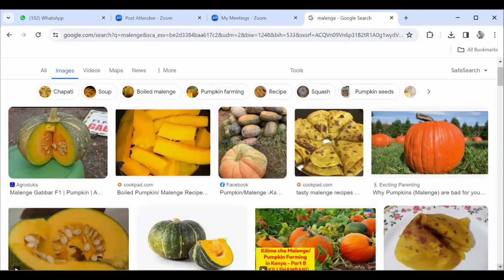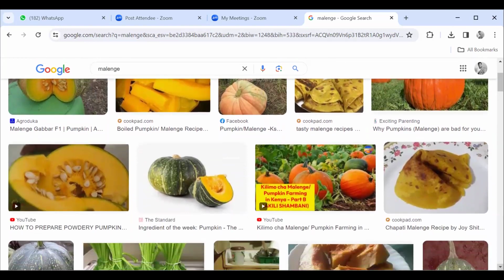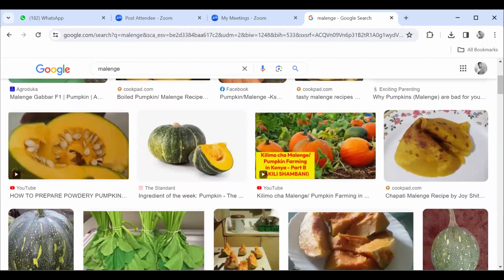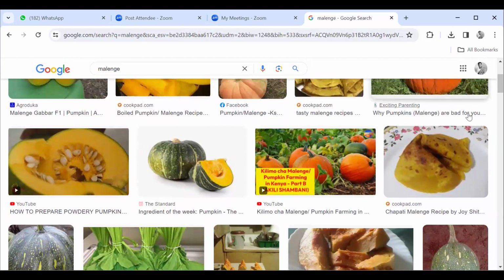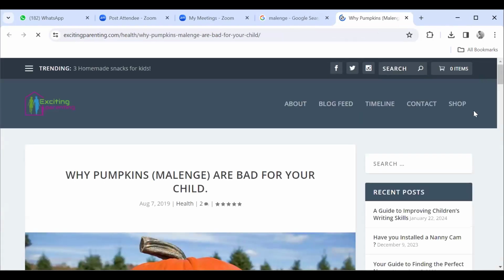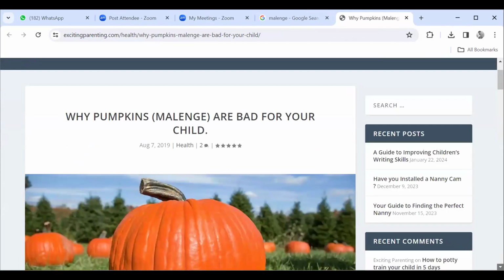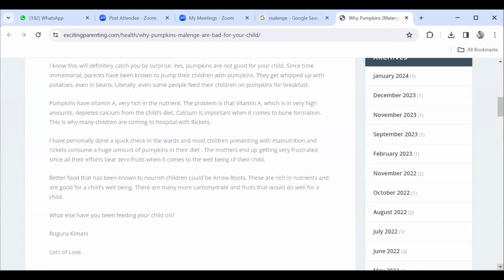Oh, wow. Chapati's delicious. The last slide on the top there says why pumpkin, malinga, are bad for you. Yeah, they are saying why it's bad, I don't know, for your health or for your child. They might be having their reason. Yeah. Okay. All right. So there goes Halloween or whatever.